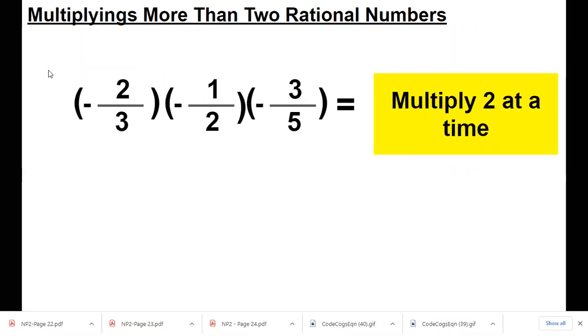So multiply 2 at a time. So let's do these 2. Notice how these 2, I'll keep the circle there.